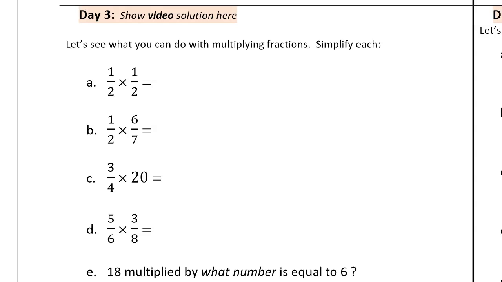Here's the answer for the day 3 bell work. Let's see what you can do with multiplying fractions. Simplify each. Question A, the first number is the fraction 1/2. The second number is the fraction 1/2, and the operation is to multiply them.